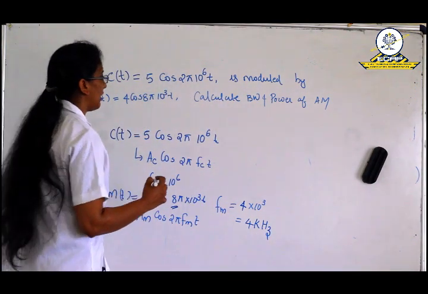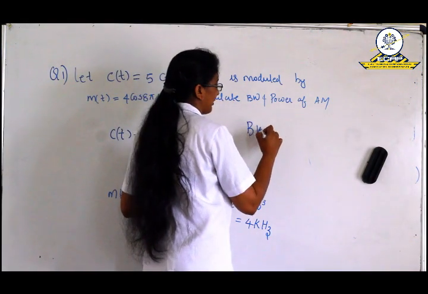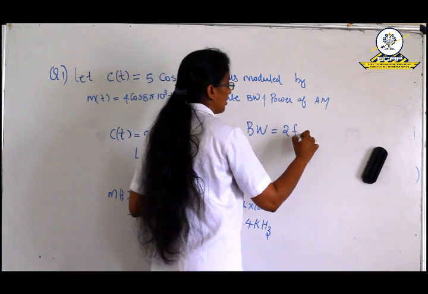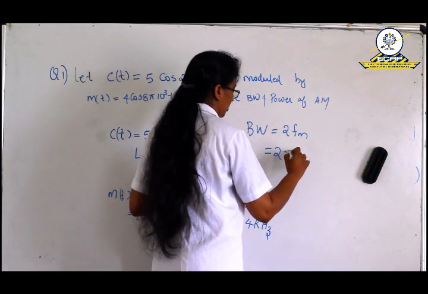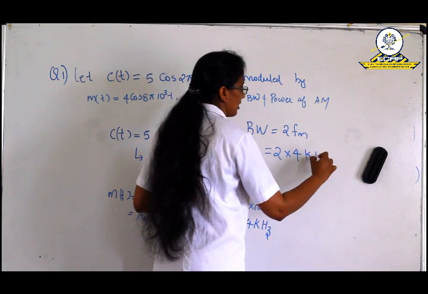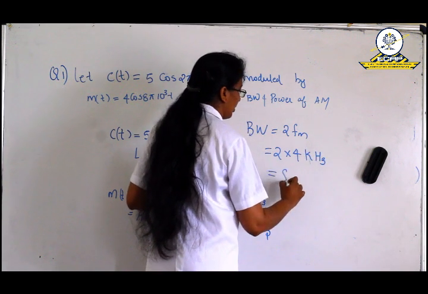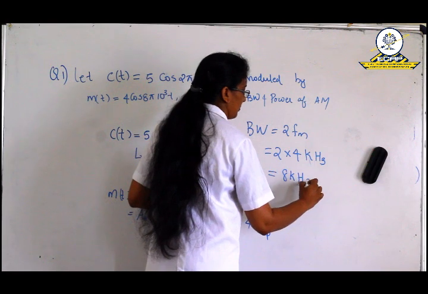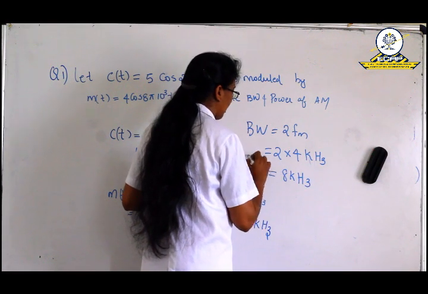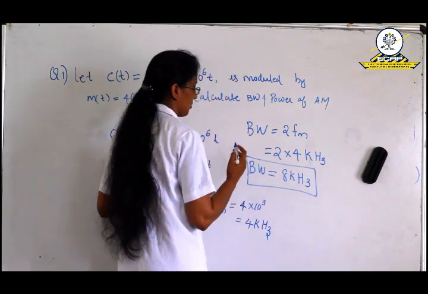Now the equation for bandwidth is equal to 2Fm. So 2 into 4 kilohertz, that is 8 kilohertz bandwidth. So bandwidth of this AM signal is 8 kilohertz.